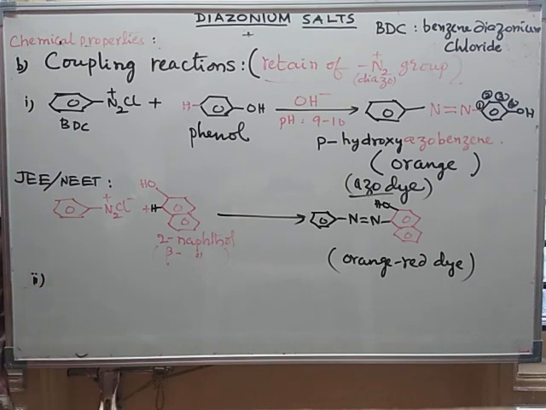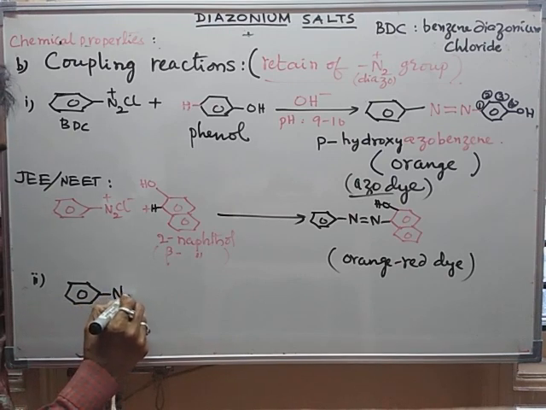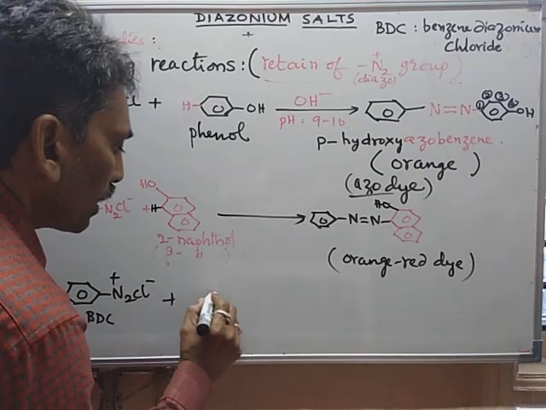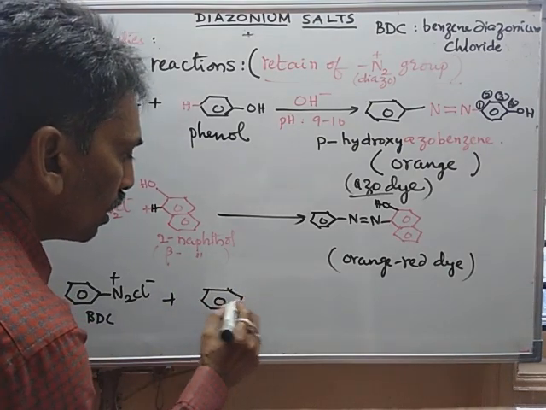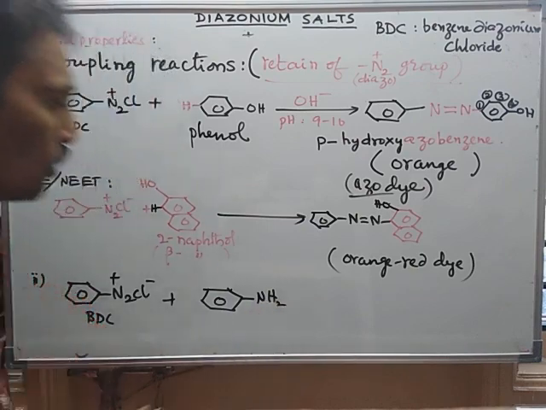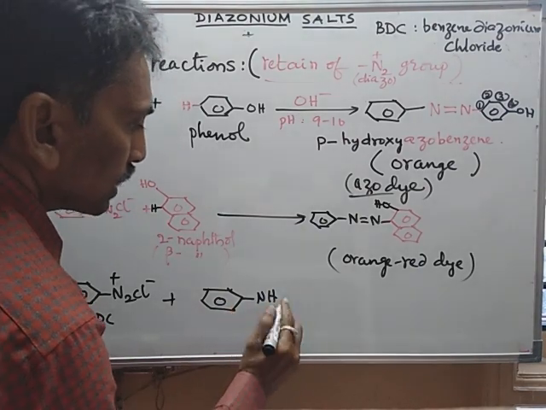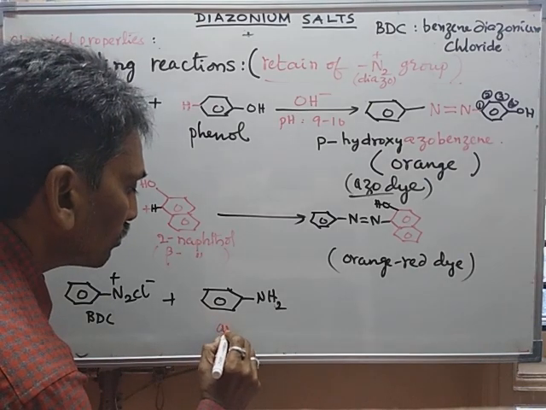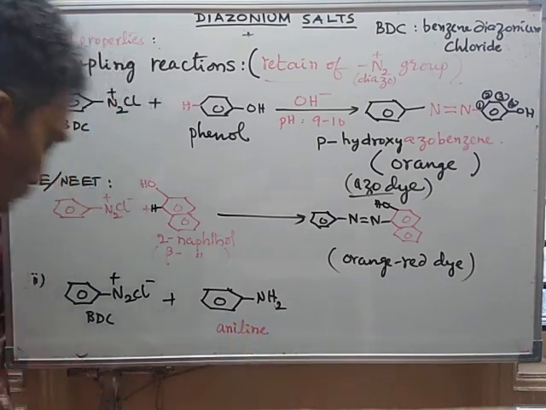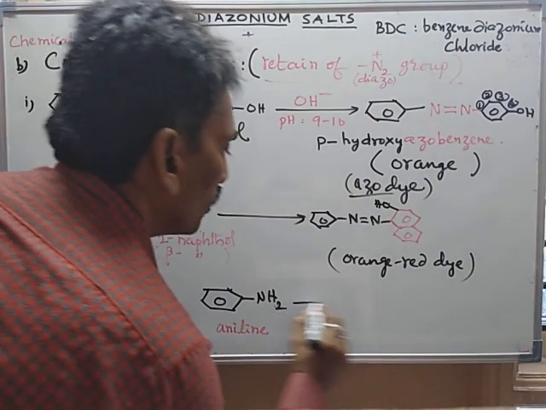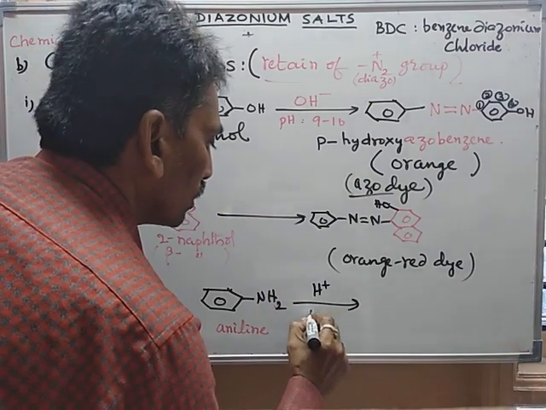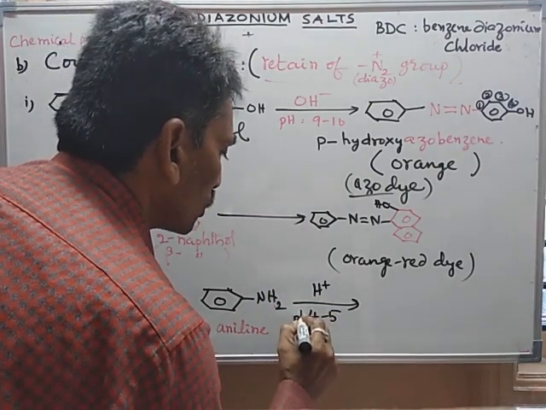Next one is benzene diazonium chloride reacting with aniline. As aniline is a benzene ring, we have been discussing this compound in many classes. So this is aniline. Now you are maintaining pH. Acidic conditions are required, and how acidic? The pH should be maintained at 4 to 5.